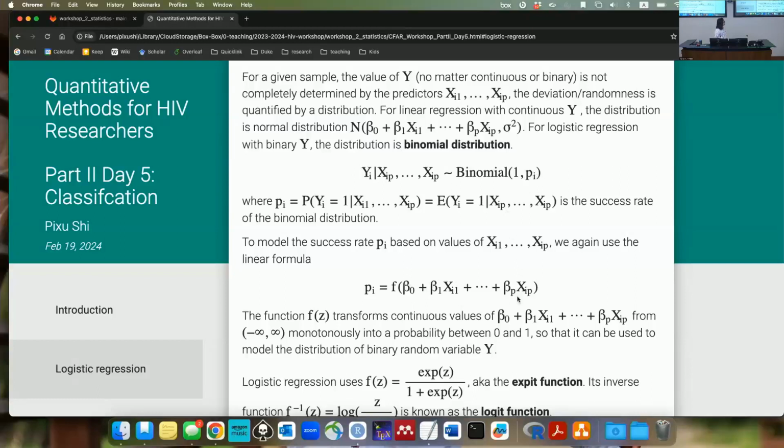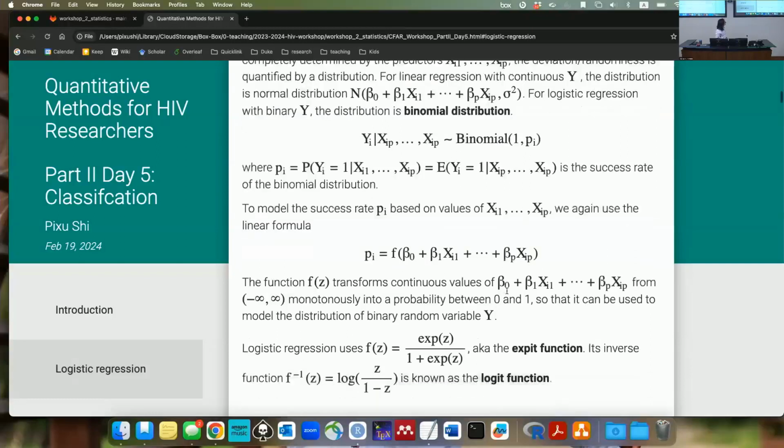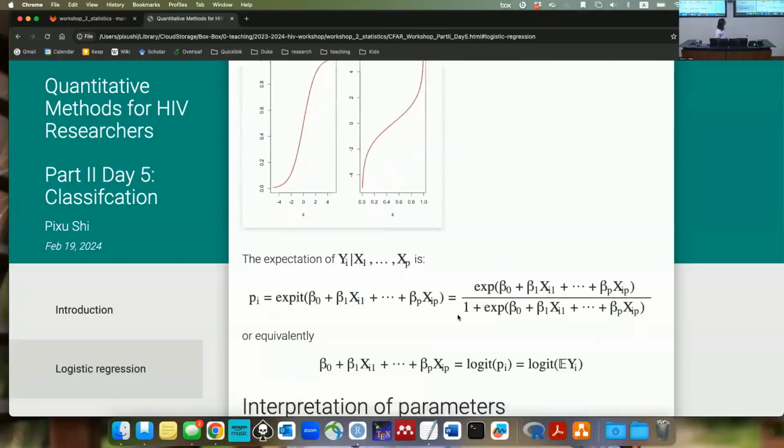And the larger this value is, the larger your P is, the more likely you're going to observe a 1. So remember, the expectation of Y is P, and down here, I'm going to rewrite it. P is the expectation of Y, and if you plug in the expit function that connects the predictor values and the probability, it's going to look like this. And you can invert it and obtain the logit of P equal to the linear combination of the predictors.